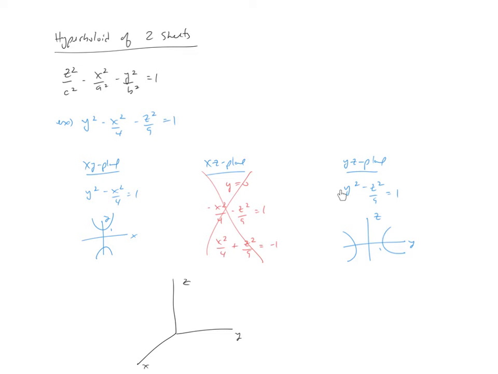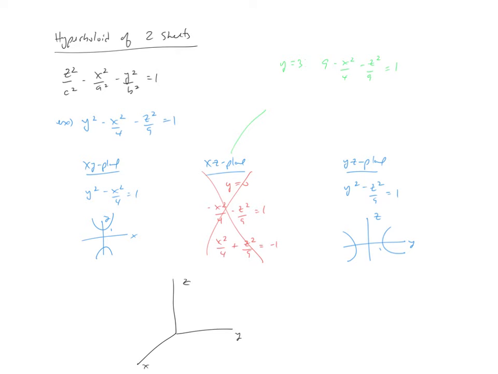This has just been the case that I've used because it's been easy, it works well. But what if y was 3? If y was 3, think about what would happen there. So let's say y is equal to 3. That's going to be a 9 minus x squared over 4 minus z squared over 9 equals 1.